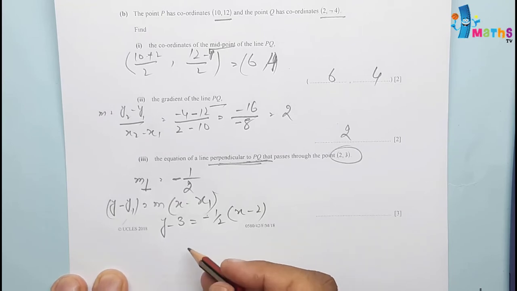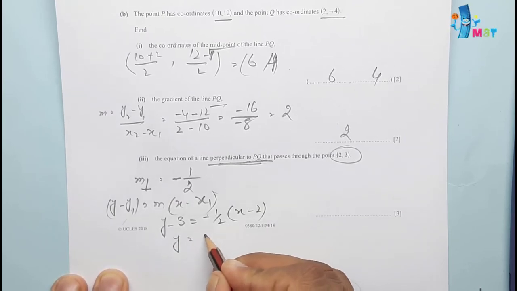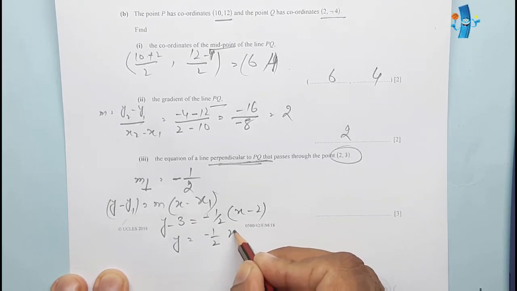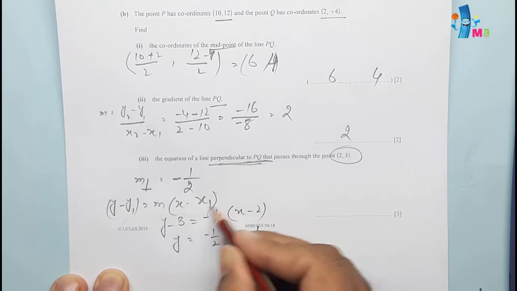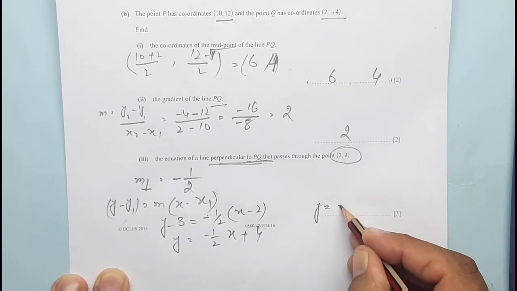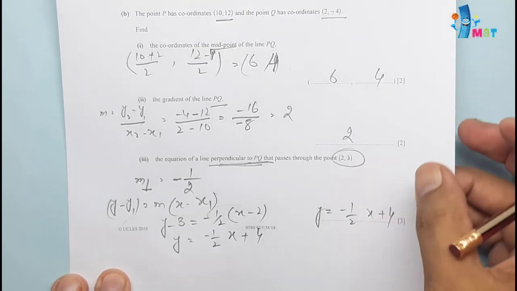So we can simplify this. So y is equal to minus 1 by 2x plus 4. When you shift this one, this will be giving this one. So y is equal to minus 1 by 2x plus 4. This will be our answer.